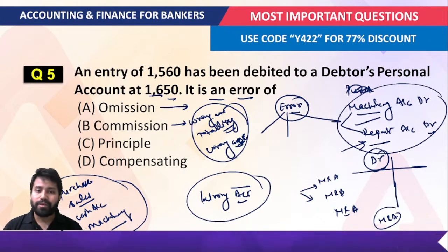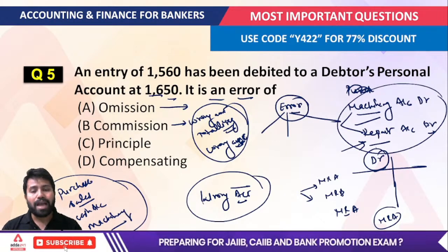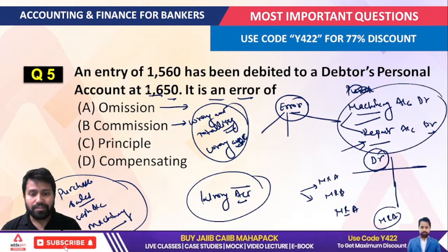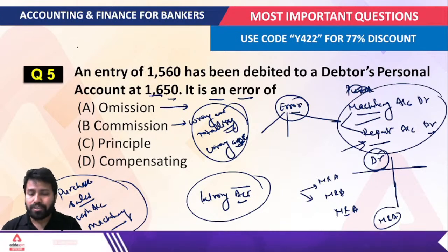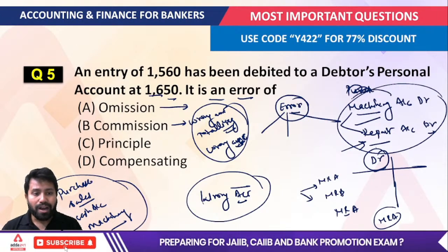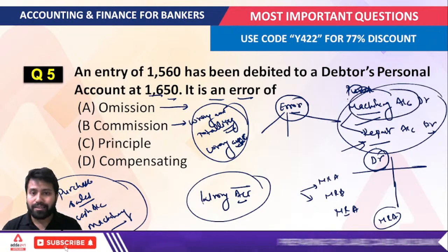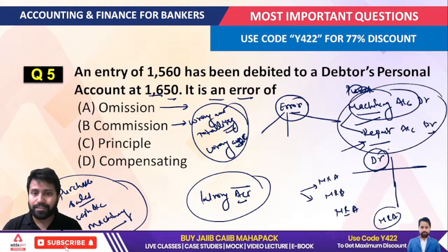Error of principal is all about when you treat capital as revenue or revenue as capital. That means you violate a fundamental principle of accounting. You have to record the asset, but by mistake you recorded it as an expense.